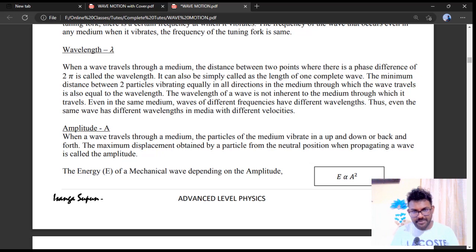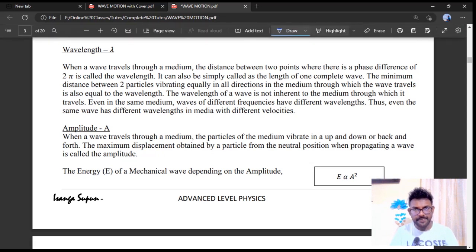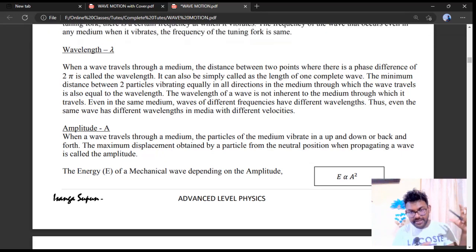So the maximum displacement of the particle we can obtain from the neutral position when a wave is propagating is called the amplitude. And this is the important thing you should remember. This amplitude defines how much energy there is in a mechanical wave, right? So the higher the amplitude, the higher the energy that the wave has, and the energy of the wave is directly proportional to the amplitude square.